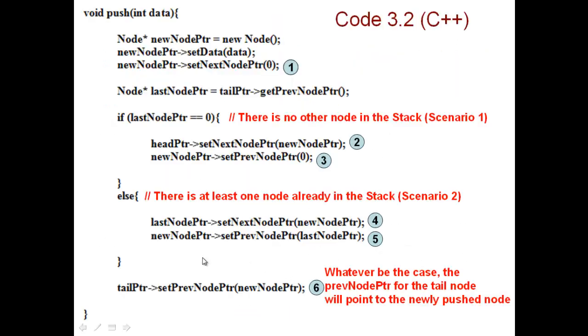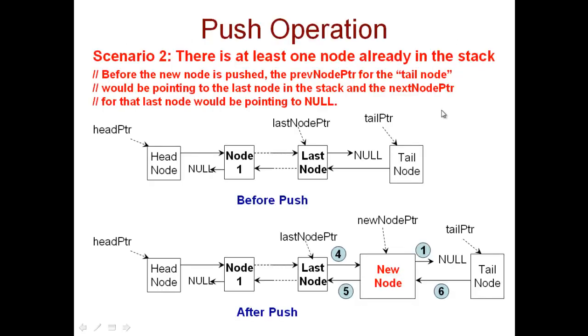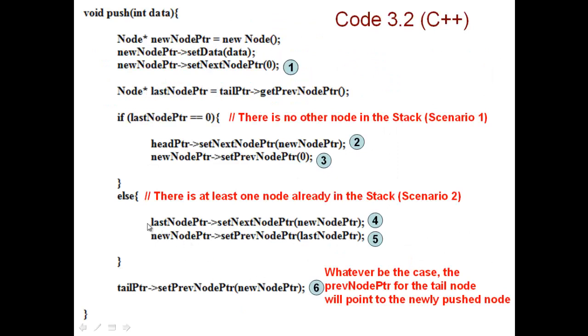So if the last node pointer is not null, what do we really want to accomplish? We don't want this node to be the last data node anymore. We want our new node to be the last data node. So we want to accomplish that. And not only that, we need to link this new node to this linked list, right? So we need to take care of those things. Let us see how to do that. So the last node pointer's next node pointer.